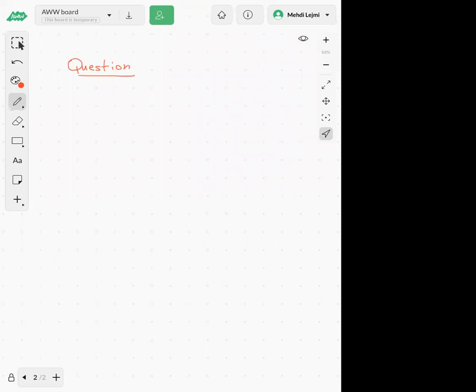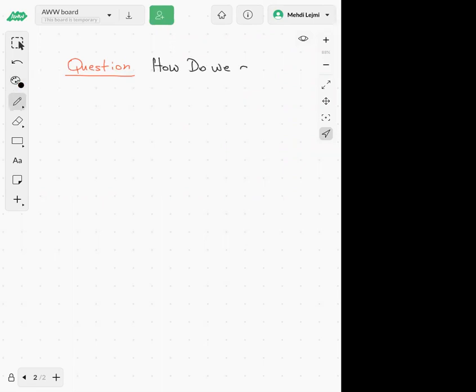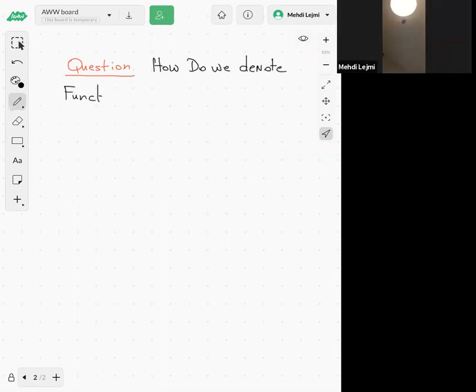So the question now is, how do we denote functions? Okay. So let me explain the notation with an example. So here's an example. As I said, our convention is that X is the input and Y is supposed to be the output. Okay, so that's our convention.